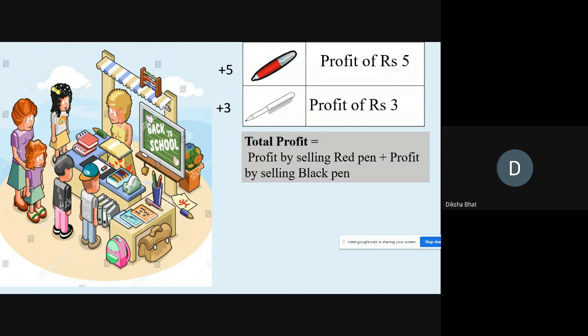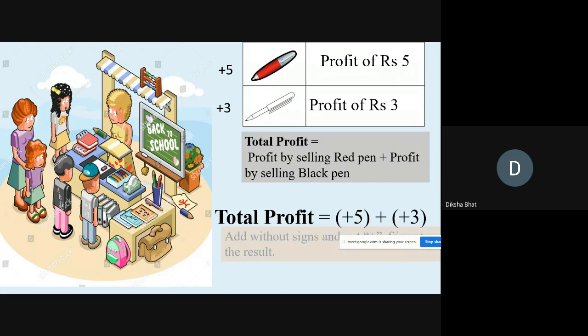As you can see, both are positive integers. For addition of any two positive integers, we add them without signs and then prefix it with a positive sign. Using this method, addition of plus 5 and plus 3 without sign, we will get 8. Then we get a total profit by prefixing the result with a positive sign, that is positive 8. Here, positive sign represents profit and number represents the value of profit. Therefore, we can say that the shopkeeper got a profit of rupees 8.